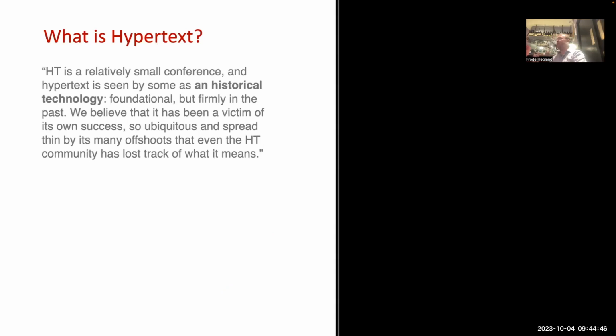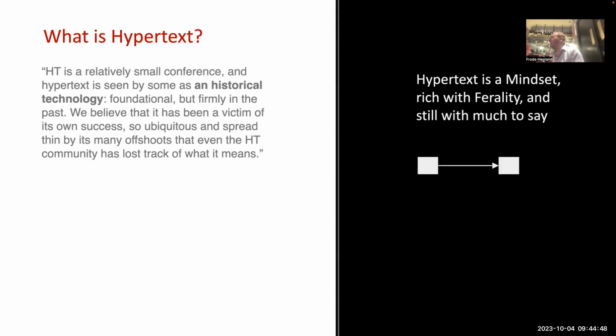So in conclusion to this idea about what is hypertext, I would say that in our survey, we really see that hypertext is a mindset. Rich with virality, by which I mean we're not the only ones talking about this, but there are people out there in the world actively pursuing this, and you see it manifesting in many different domains, in many different spaces.